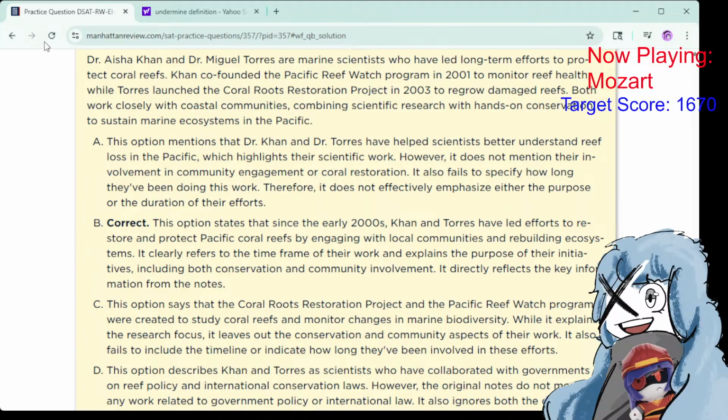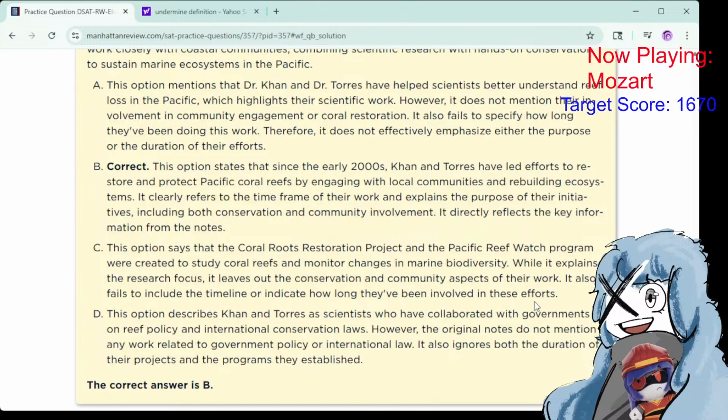This option says that a coral reef restoration project and Pacific Reef Watch Program were created to study coral reefs and monitor changes in marine biodiversity. I need to restart, I was focused on reading. So C is wrong because this option says the coral restoration project and Pacific Reef Watch Program were created to study coral reefs and monitor changes in diversity. While it explains the research focus, it leaves out the conservation and community aspect of their work. It also fails to include the timeline or indicate how long they've been involved in these efforts.